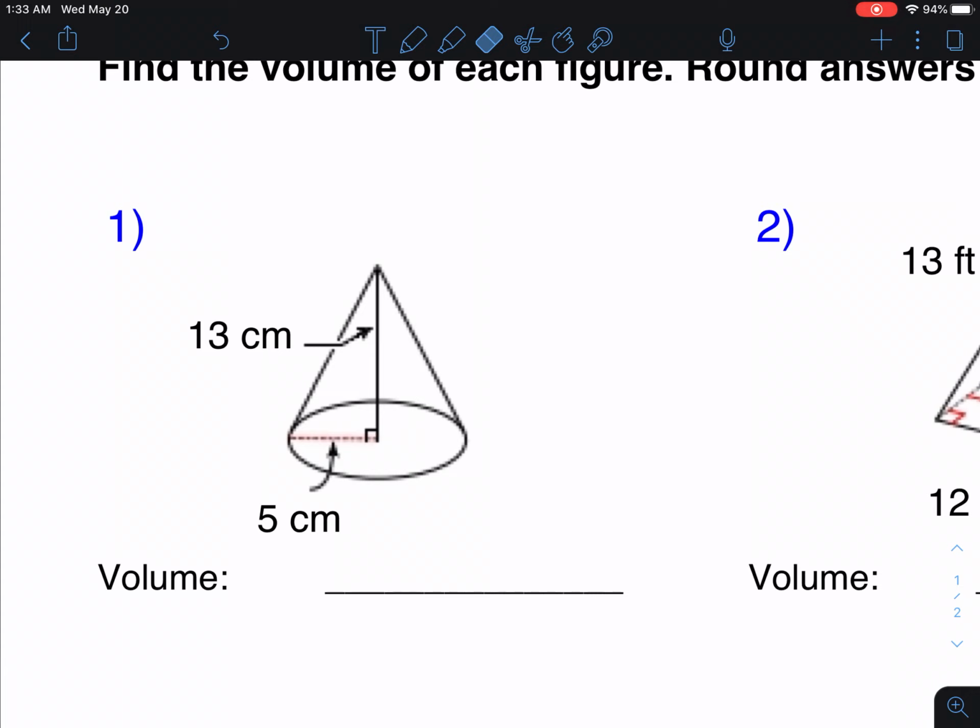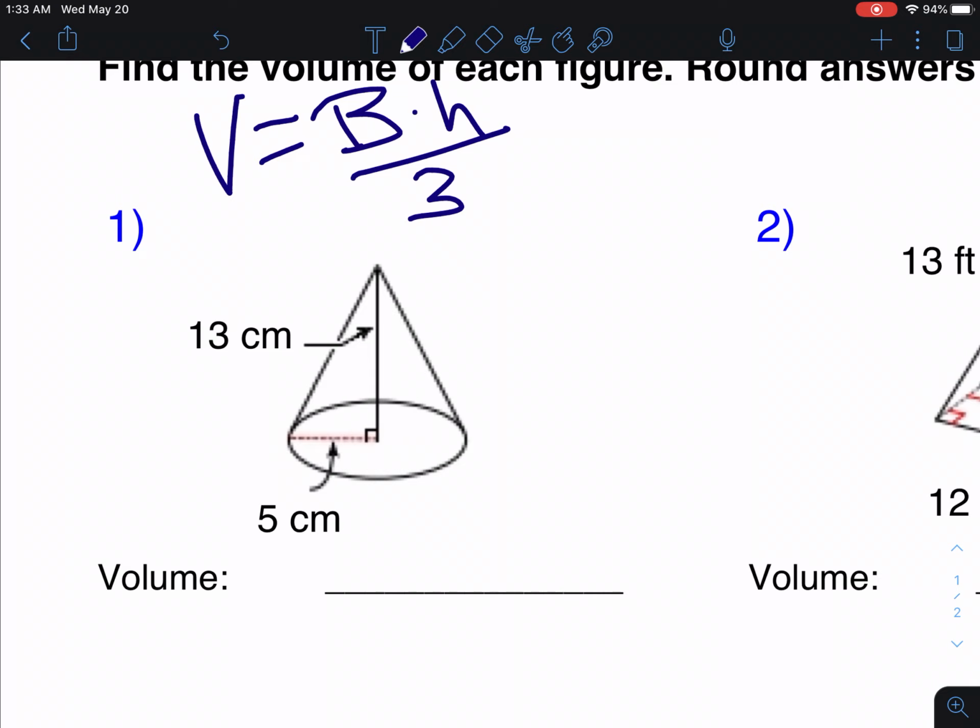So first off, the cone here. I'll write the formula like this. It's again the area of the base shape times the height, but in the end we're going to divide by 3. So that's the only difference from the last video. It's just going to divide by 3 at the end. And again, have your calculators handy because you're going to need those.